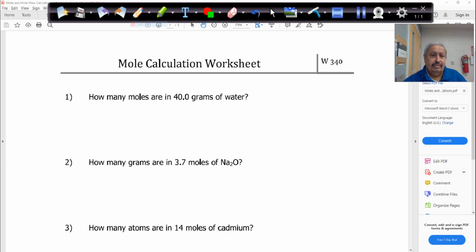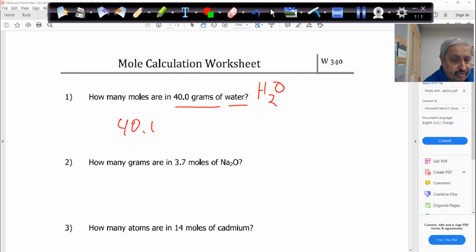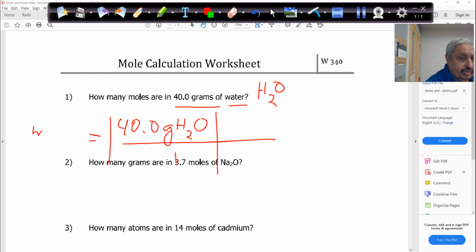You know how to calculate moles and from moles to grams, grams to moles, correct? It says here how many moles are in 40.0 grams of H2O. It did not give you the formula, but you know H2O is two hydrogen, one oxygen. So how do I approach this one? How many moles in 40 grams of H2O? So always start with whatever is given to you. So it's given to me 40 grams of H2O. Here, number of moles.